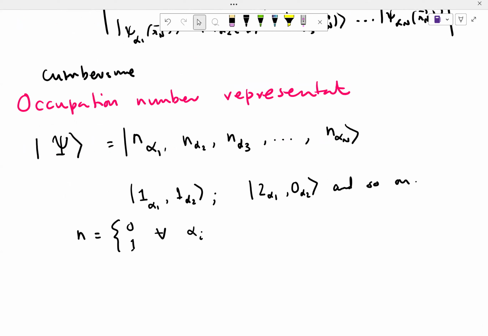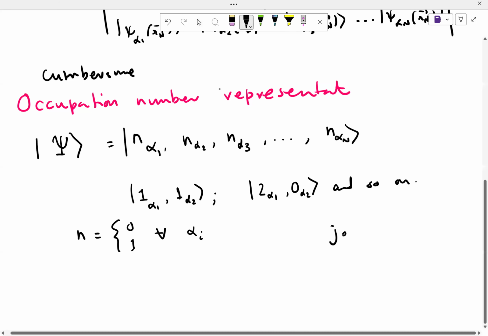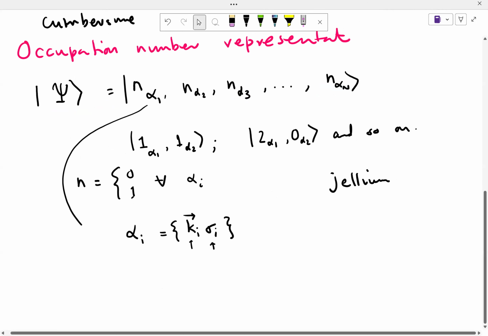are free, or just see a positive homogeneous mixture of charge due to the ions, which is generally called the Jellium model, then each of these quantum states, each of these alpha states, is actually a combination of a wave vector k as well as spin. So alpha is just a shorthand for the wave vector or the momentum and the spin if we are in the Fourier space. So this is the occupation number representation.